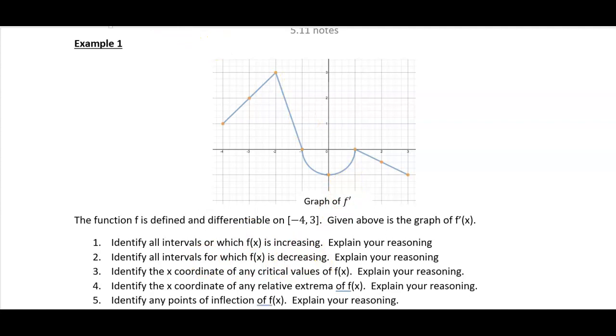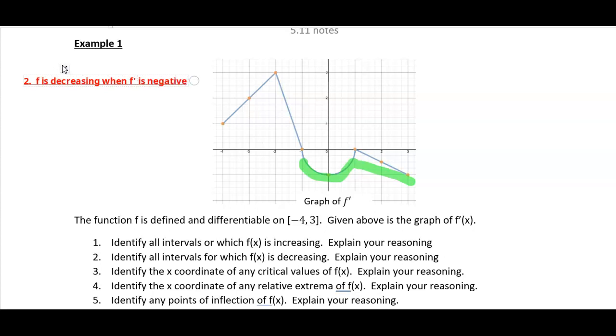Now this is the opposite. So obviously if f is increasing when f prime is positive, and f prime is positive when it's above the x-axis, then f is decreasing when f prime is negative, and that happens when f prime is below the x-axis. So this green region here is where we are below the x-axis. So we would say f is decreasing. I'll call this number 2.